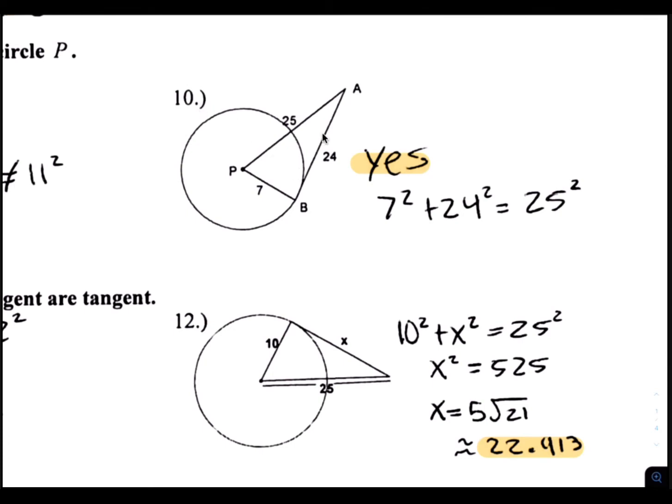For number 10, the question is, is AB a tangent? The answer is yes, because the numbers 7, 24, and 25 satisfy the Pythagorean theorem. 7 squared plus 24 squared does equal 25 squared. So AB is a tangent.